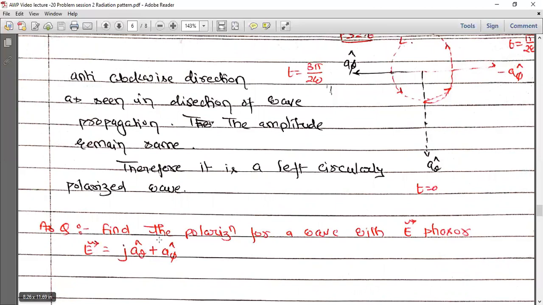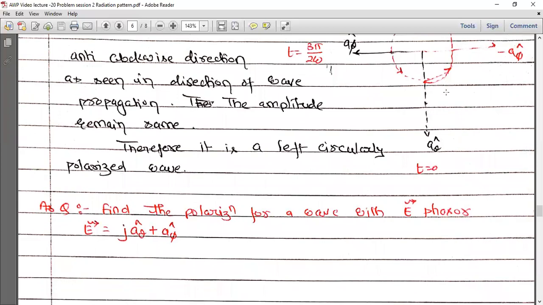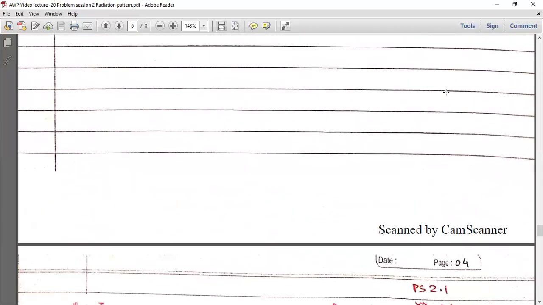Okay. And you perform the same experiment with the same methodology, the same method as we have performed to solve this particular equation. Okay. So now we are heading towards the next question.